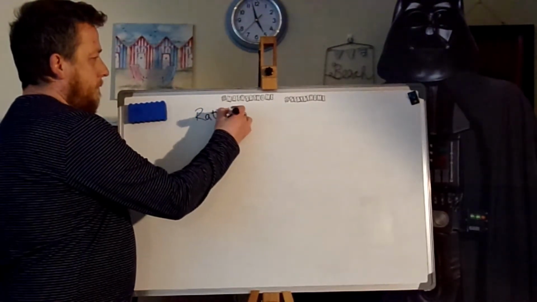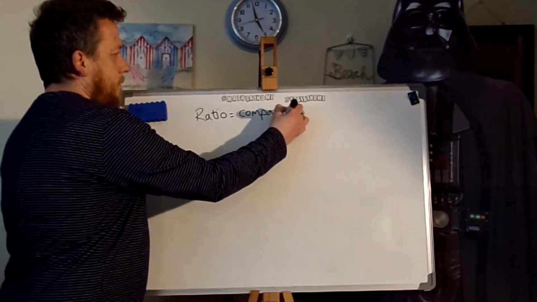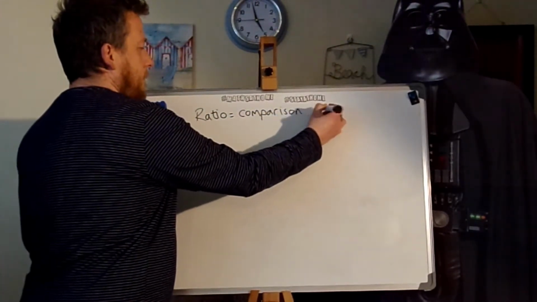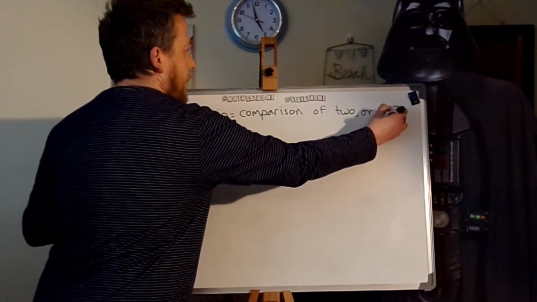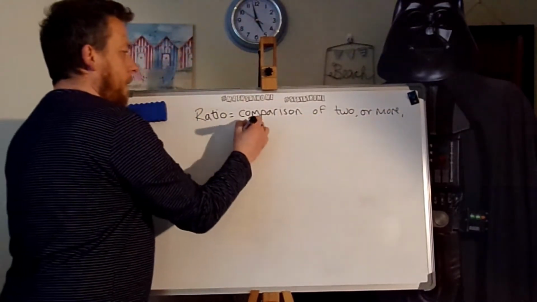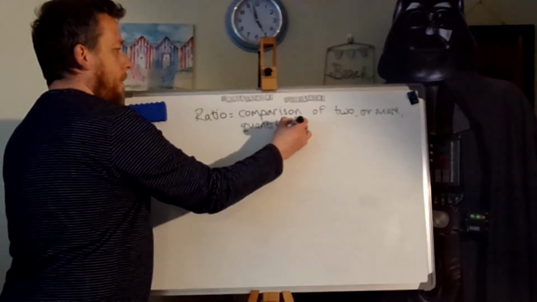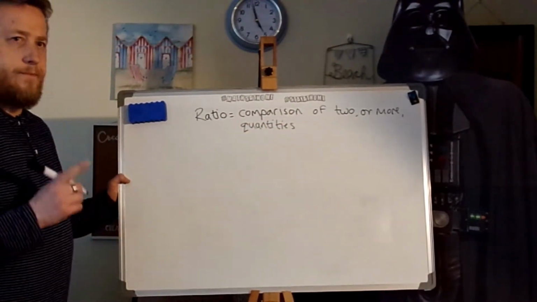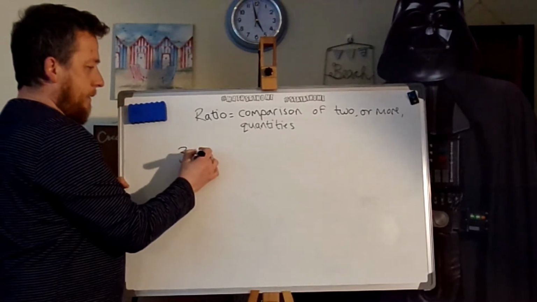So as always, we're going to start with the definition. What is a ratio? Now a ratio, as you can see being written on the screen now, is a comparison of two or more quantities. So a ratio is used to compare the size of different quantities. Okay, so let's look at what a ratio is.